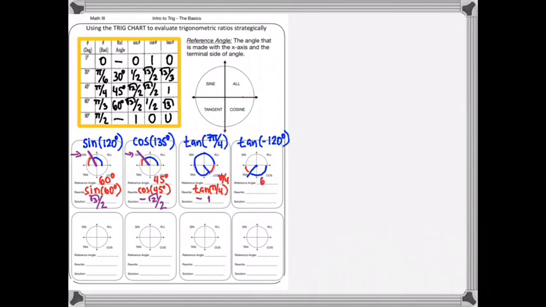So the reference angle is going to be 60, and we want to rewrite that as the tangent of 60 degrees. So that said, we look, and we know it's going to be positive because it's in the right quadrant. That's good. And we know that the tangent of 60 degrees, going over here to the table, is the square root of 3. And so therefore, the tangent of negative 120 degrees is the square root of 3.